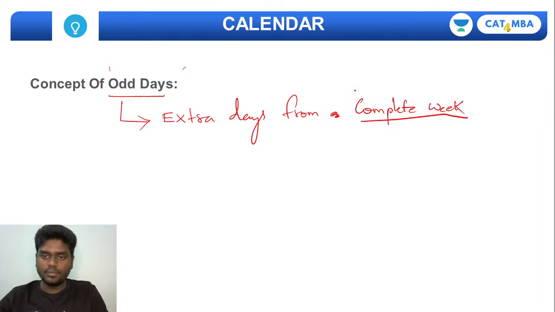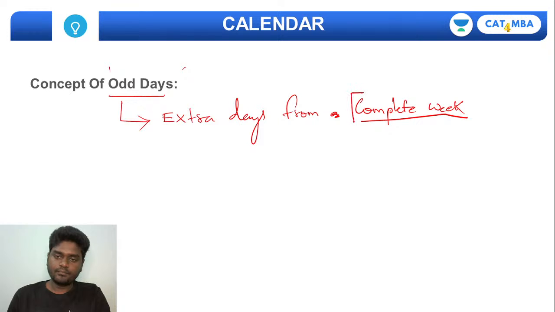So what is this complete week? If you see, a complete week will have 7 days, starting from Monday till Sunday. A complete week will have 7 days. So if you get any extra days from a complete week, from a complete of 7 days, then those days are actually called odd days, right?